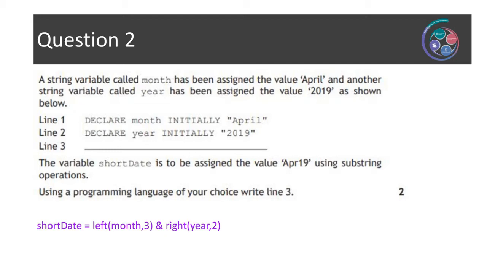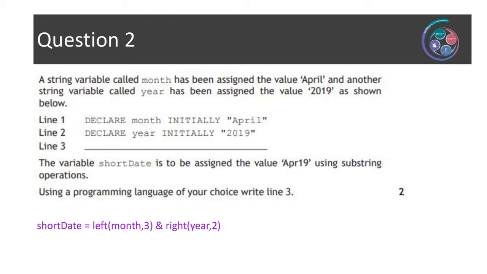And then we're trying to get the value April 19 using substring operations. So I'm kicking off by using a left function, and this is taking the first 3 characters from the left from the variable month, and then that's being concatenated. So we can see that's being joined together by using the ampersand. And then we've got the function right. That's being applied to the variable year, and it's taking the first two characters from the right, and they get joined together to give us APR 19.